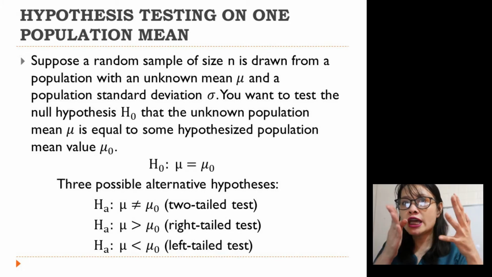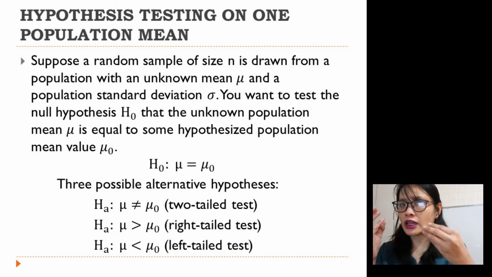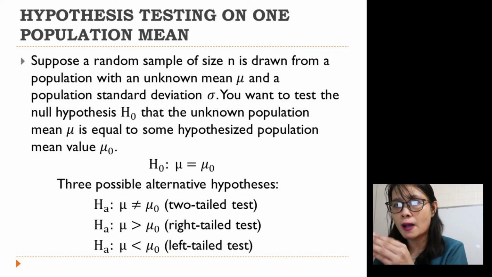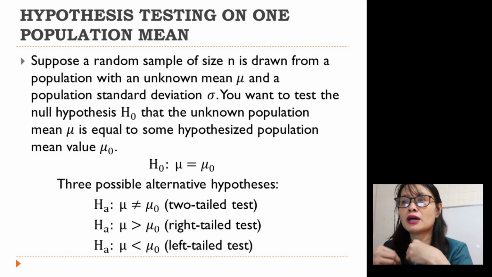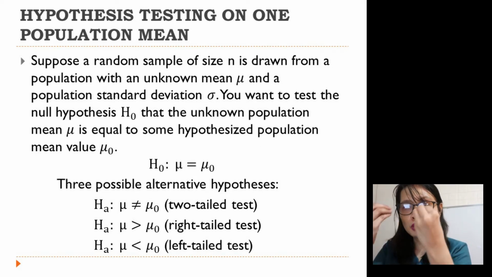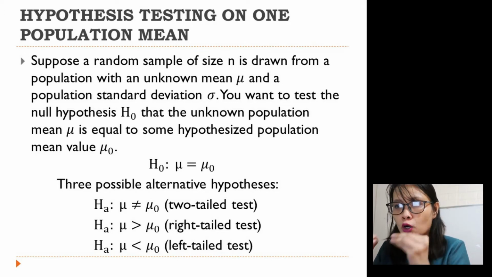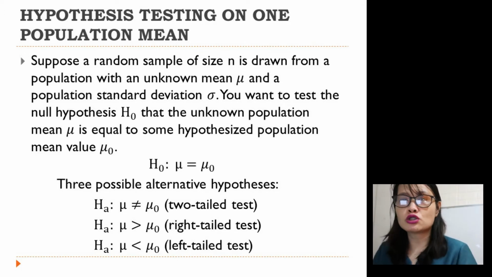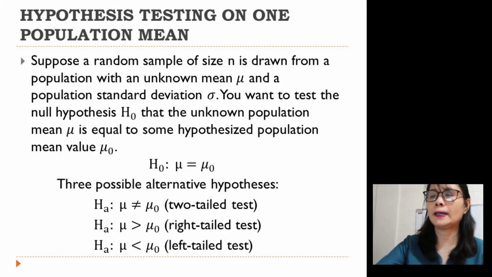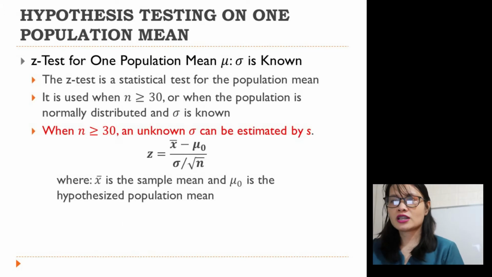Okay, if your HA, if your mu is greater than or less than your hypothesized population, then we will consider that one-tailed. So it depends na lang kung left or right. Kapag naman yung HA mo, mu is not equal to your hypothesized population, we will be using two-tailed test. So take note of that one.